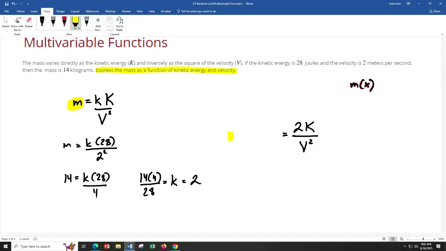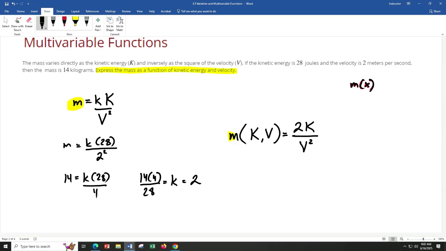So I have a function with relation to K and V. And that is the mass as a function of kinetic energy and velocity. And now notice if you gave me both of those, I can plug them both in and give you the mass. That's all you just did.